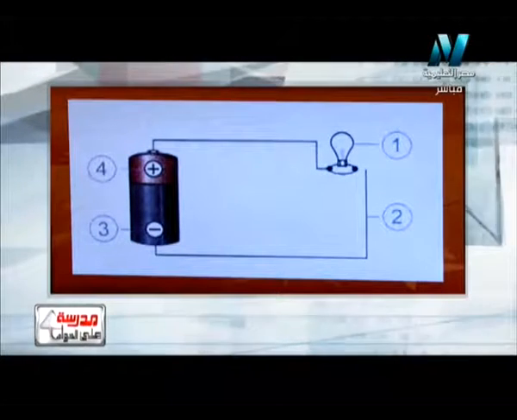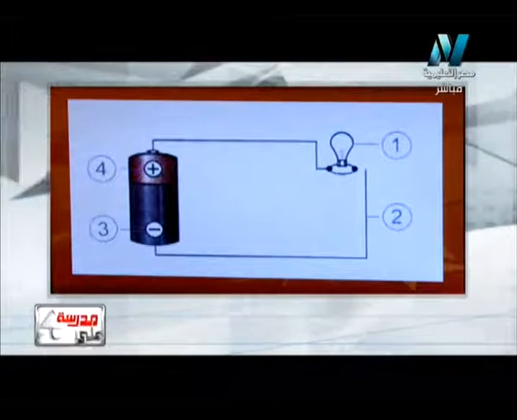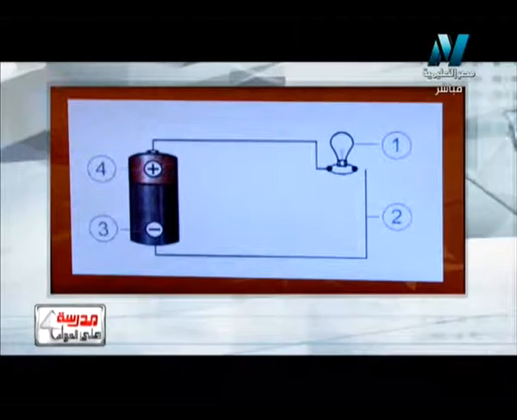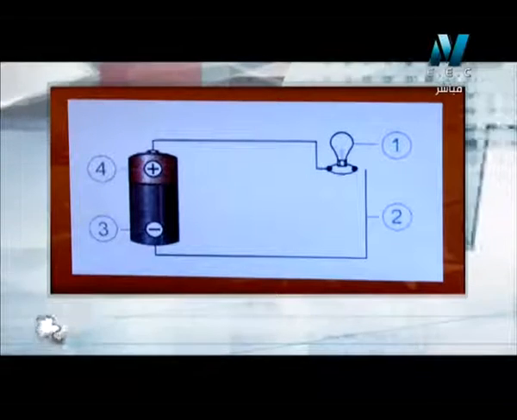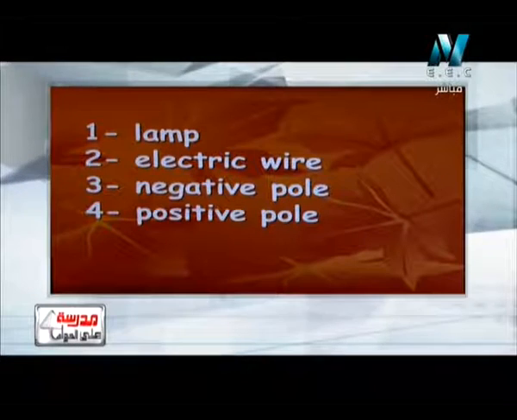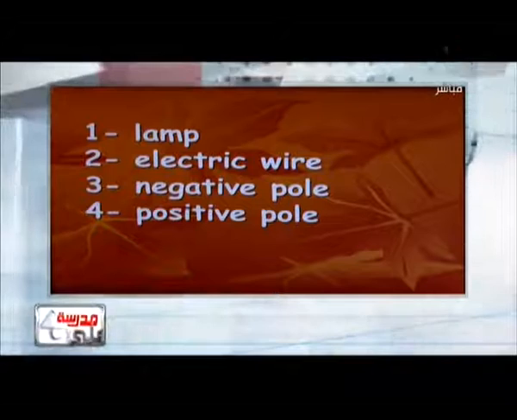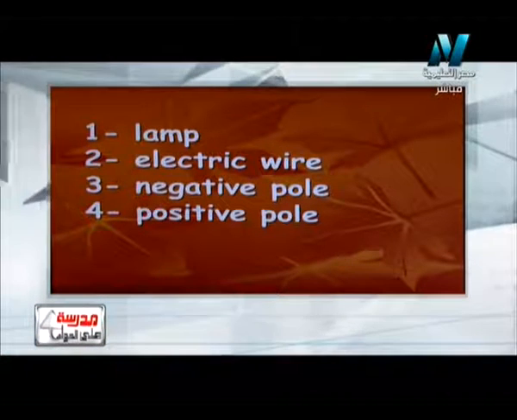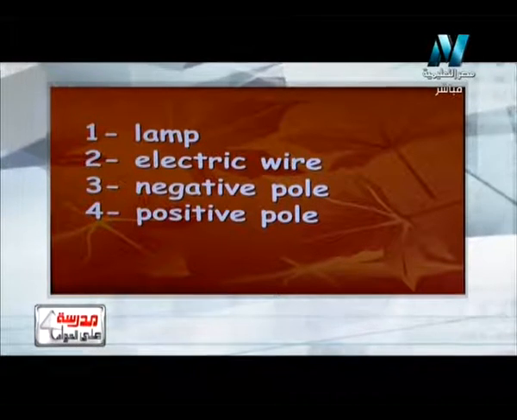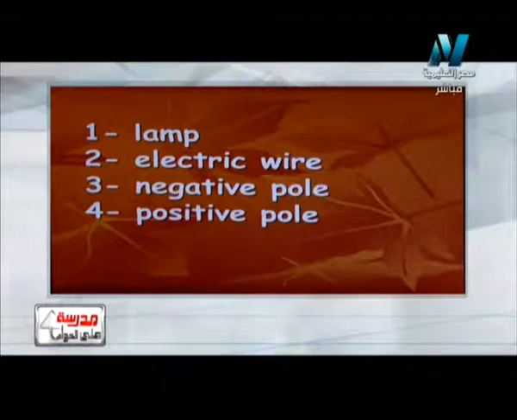Okay, so now here I have the electric circuit. The electric circuit consists of 3 main parts, which are the lamp, the battery, and the wire. So again, the electric circuit consists of the lamp, the electric wire, and the negative pole and positive pole. Both of them form the battery, and any battery, as we said, has 2 poles, positive and negative.